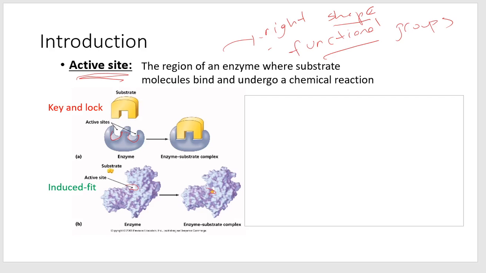So when the substrate binds to the active site via some combination of intermolecular forces, an enzyme substrate complex is formed, like this or like this. So the chemical transformation of the substrate occurs at the active site. The functional groups on the active site participate in the making and or breaking of chemical bonds.